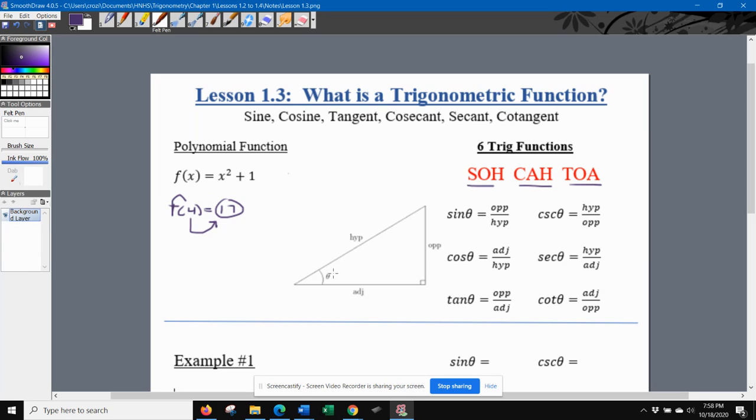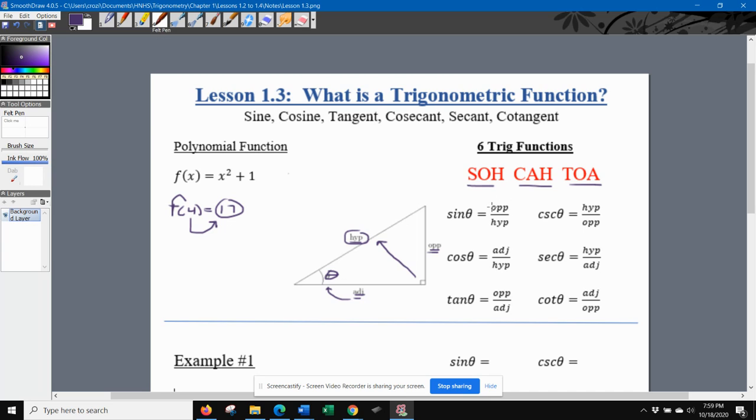If you have a right triangle and you label one of the angles as theta, you have an opposite side over here on the right, you have an adjacent side that's right next to it, and you have a hypotenuse that's always diagonal from the right angle. And if you take these 3 sides, you can find all 6 trigonometric functions.